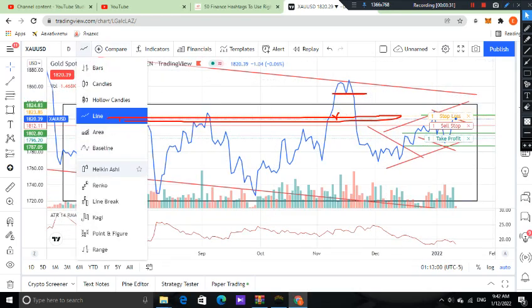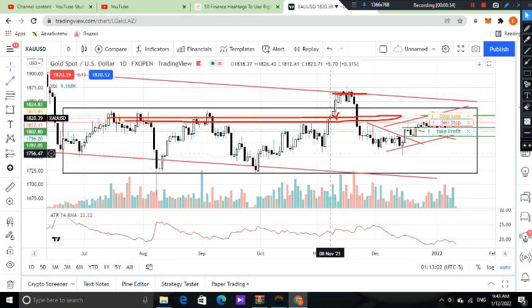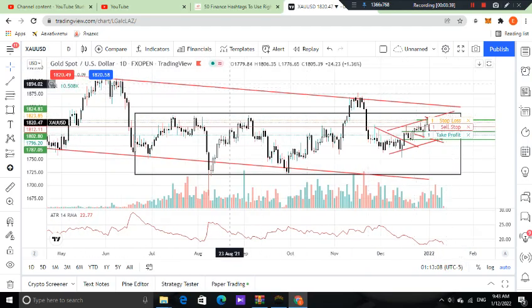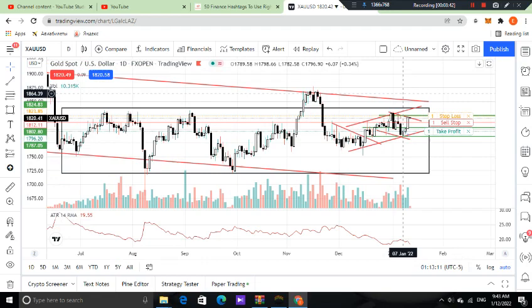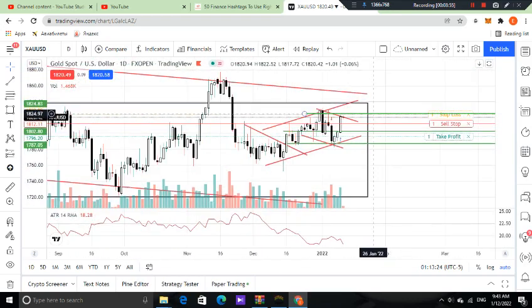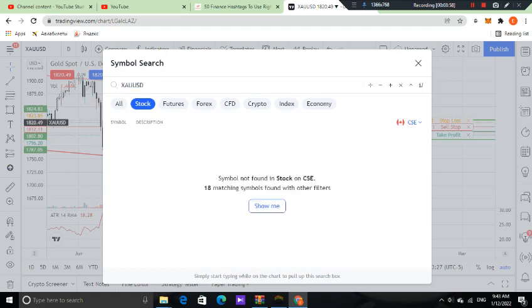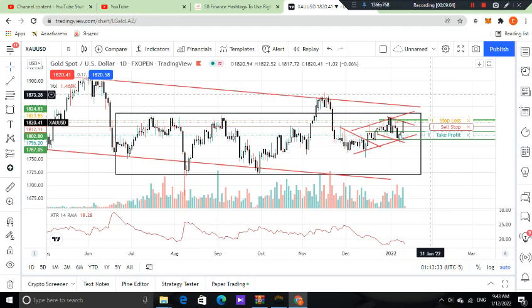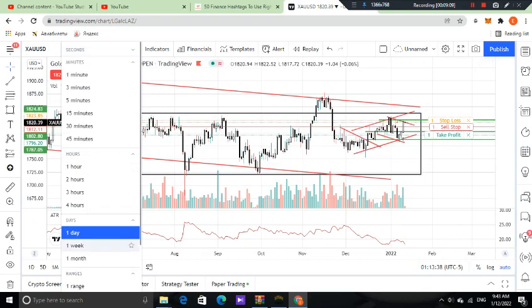Okay, I want to turn it back to the candlestick chart. This is a daily time frame, and right now we have the price near, it hasn't reached the top yet, but it's near this area, and you have to be aware and cautious about that. And if you see further confirmations, you may take a short position.